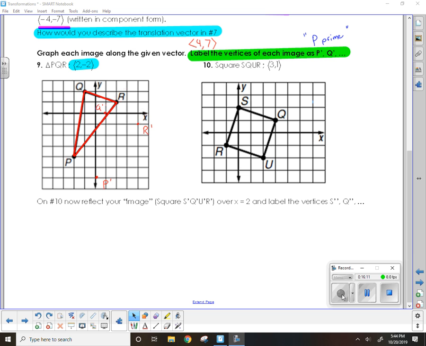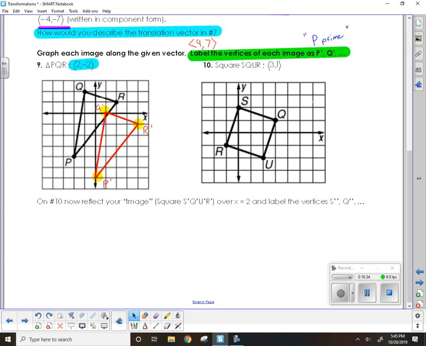Okay, so I've gone ahead and I've plotted out where each of my images should be. So I've got R prime here, I've got Q prime and P prime. Each one is over 2 and down 2. And if you'll notice, if I take my original figure and I move it 1, 2 to the right and 1, 2 down, that's where I end up, and I have the exact same shape in a different location.